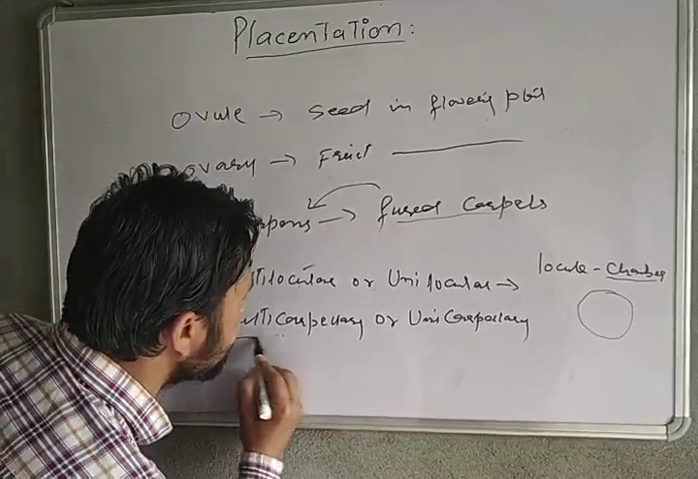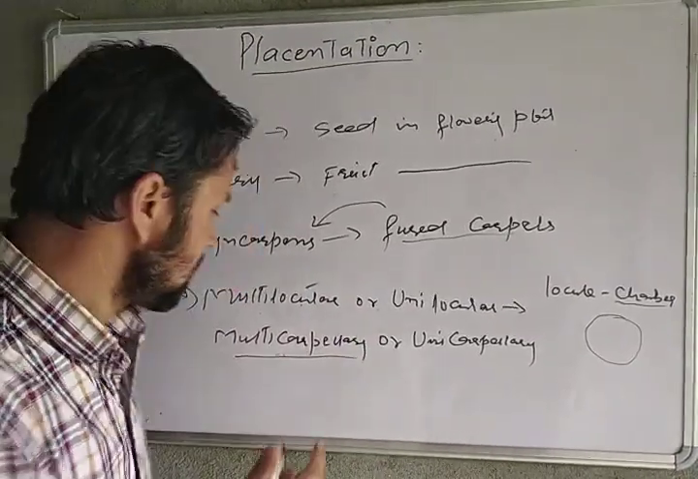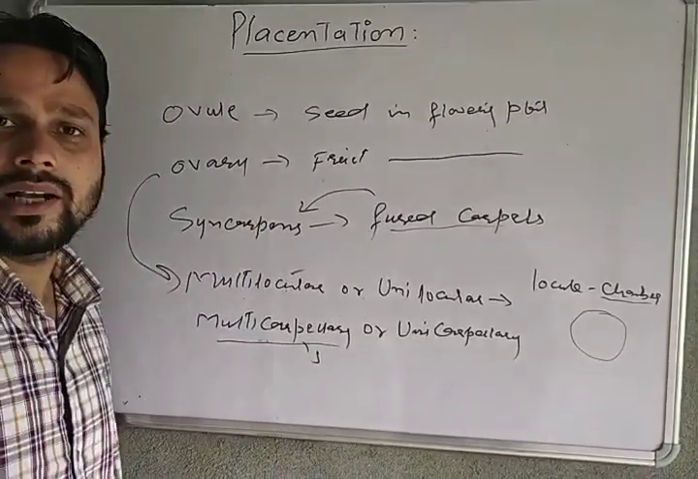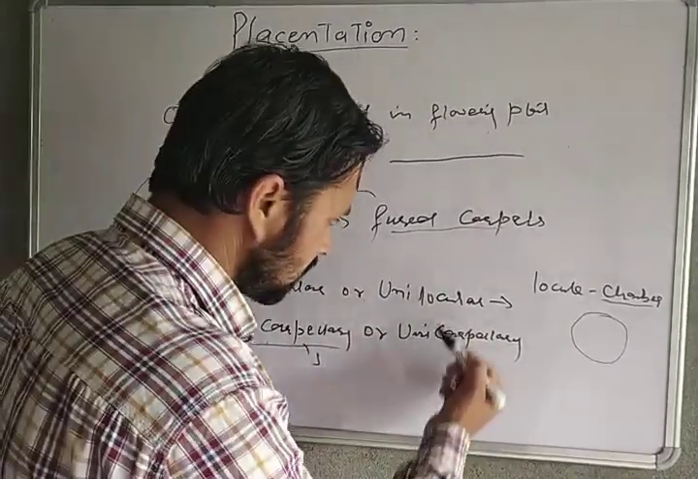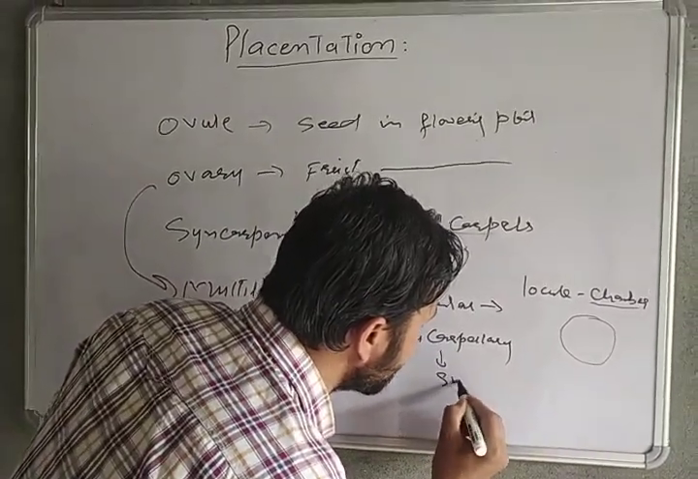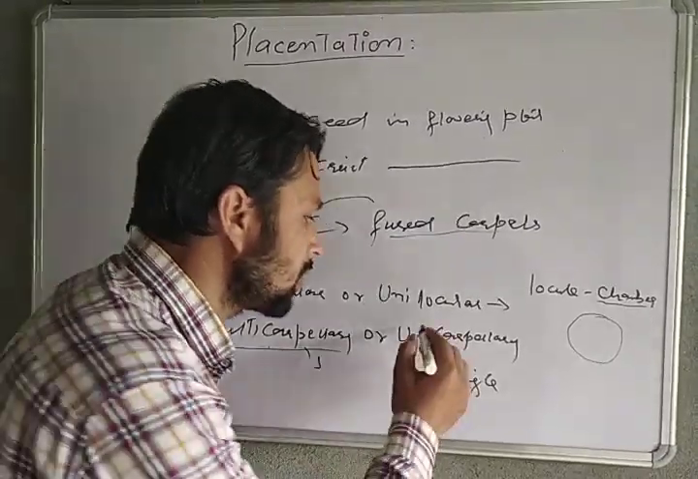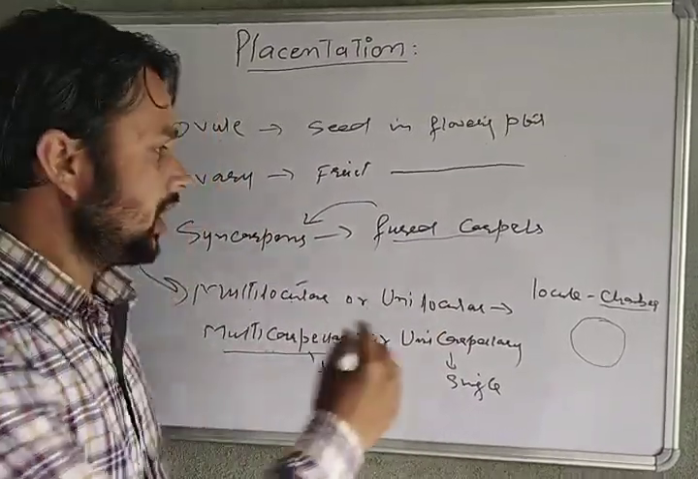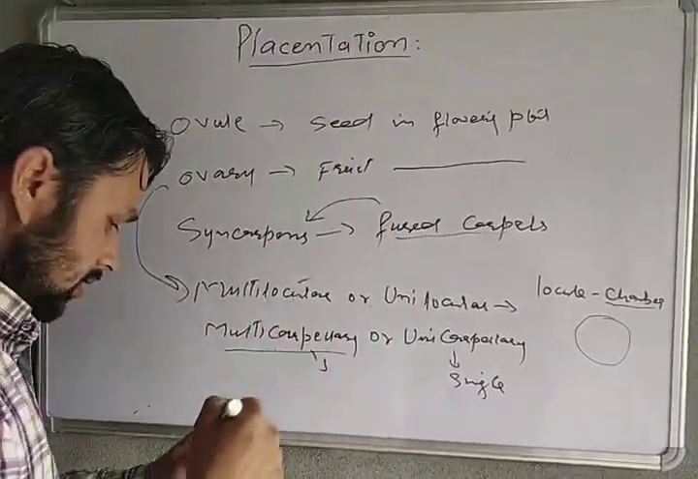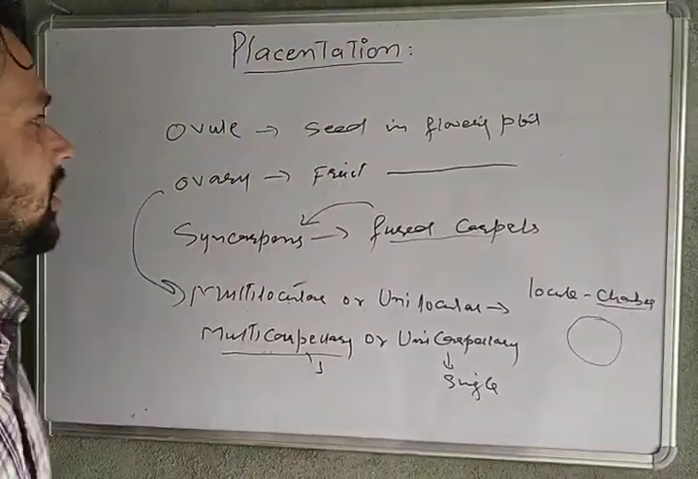And multicarpellary: basically when the gynoecium has more than two carpels, the condition is called multicarpellary. And if the gynoecium is represented by a single carpel, then it is called unicarpellary or monocarpellary. Okay, these are some points which I have explained, which we are going to use in this placentation.